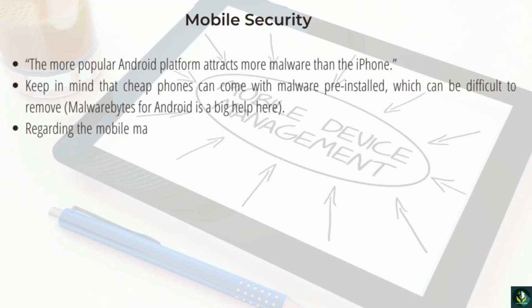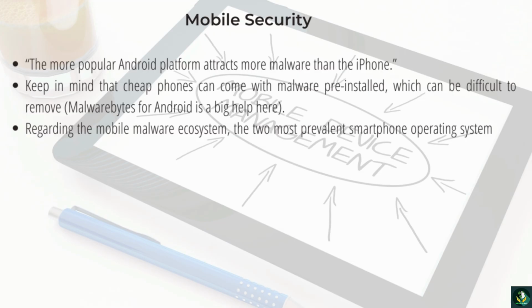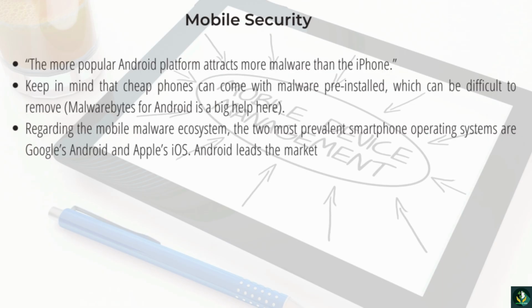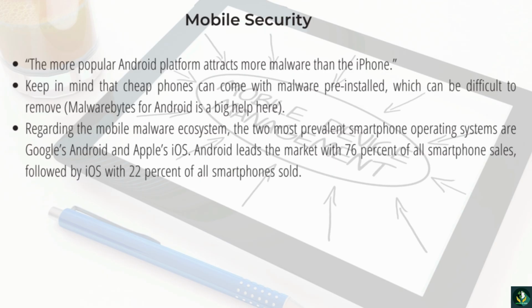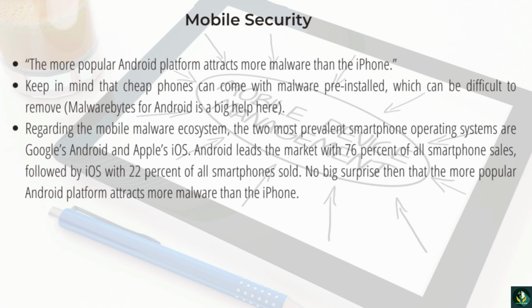Regarding the mobile malware ecosystem, the two most prevalent smartphone operating systems are Google's Android and Apple's iOS. Android leads the market with 76% of all smartphone sales, followed by iOS with 22% of all smartphones sold. No big surprise, then, that the more popular Android platform attracts more malware than the iPhone. Let's look at each of them separately.